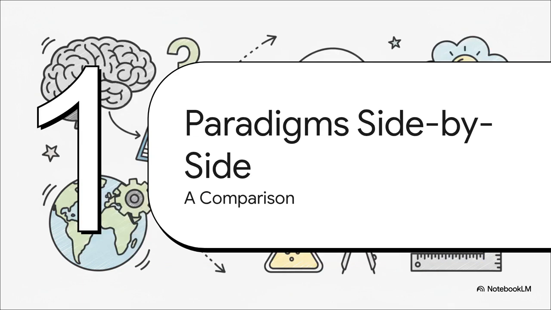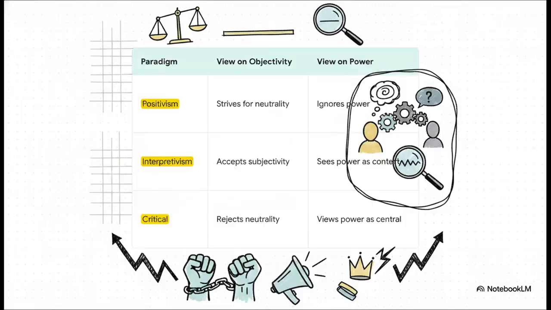Okay, so we've covered the three major worldviews. Let's put them side by side now, just to make the differences crystal clear. This table really lays it all out. When it comes to objectivity, positivism strives for it. Interpretivism accepts that it's impossible, and critical theory actively rejects it as a goal.